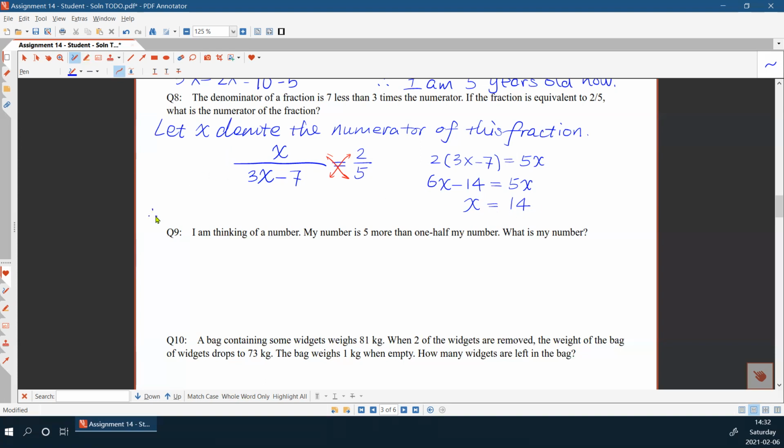Okay, so let's make a conclusion here. The numerator of the fraction is 14. Okay, this is a complete process of solving this problem. Any questions?